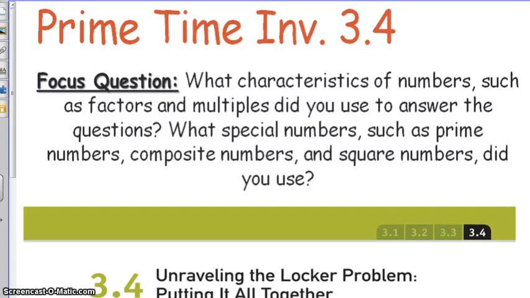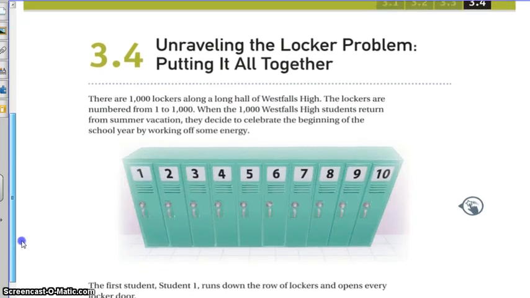Okay, today we're going to take a look at Investigation 3.4 out of our Primetime book, and we're going to focus on the characteristics of numbers such as factors and multiples and how those are used to answer questions, and then special numbers such as prime and composite numbers or even square numbers and how those are used in solving a problem. So we're going to scroll down and look at the locker problem that's in our book.